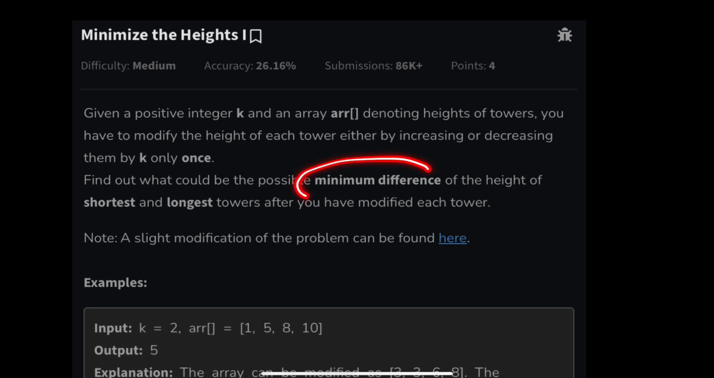Now we need to find the minimum difference of height between the shortest and the longest tower after we modify each tower. That means we need to modify each tower, right? And there's a note here saying that a slight modification of the problem can be found here. Okay, so if we solve this problem, then the slight modification of this problem we can find here. Okay, so we have understood the problem description. Now let's see the examples.